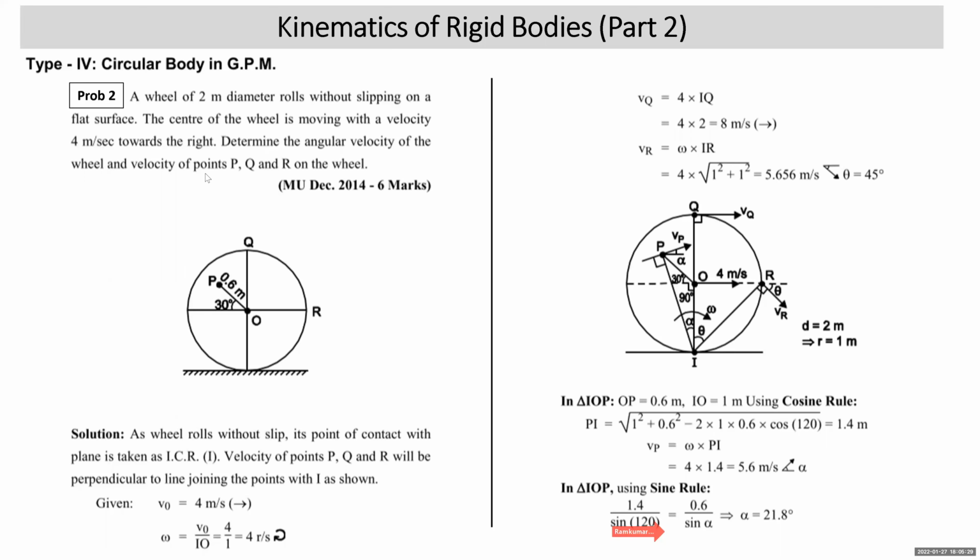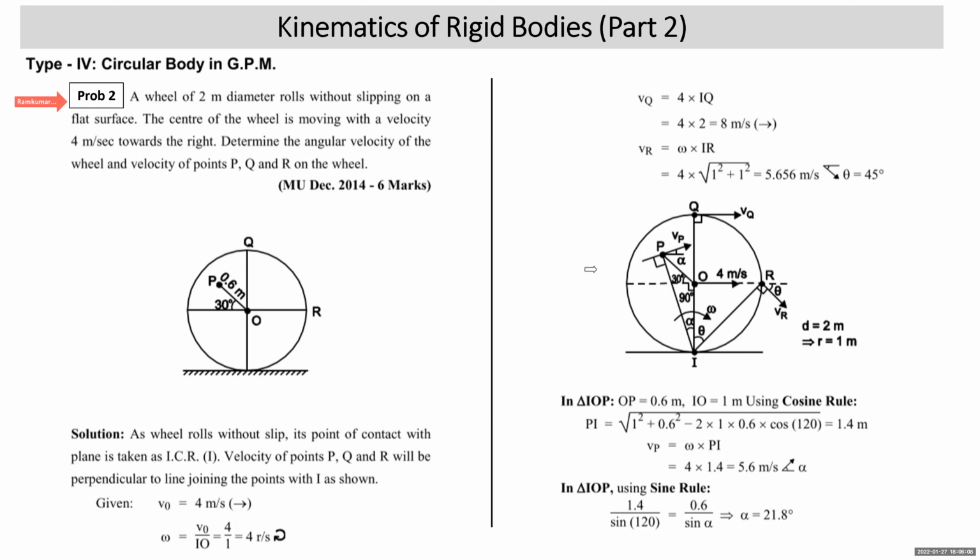Now we take one more problem of the type. A wheel of 2 meter diameter rolls without slipping on a flat surface. The center of the wheel is moving with a velocity of 4 meter per second towards right. Determine the angular velocity of the wheel and the velocity of points P, Q, and R. He is asking you to find the angular velocity of this wheel, and its diameter is 2 meter, that means its radius is 1 meter. Velocity of the center point is 4 meter per second towards right.